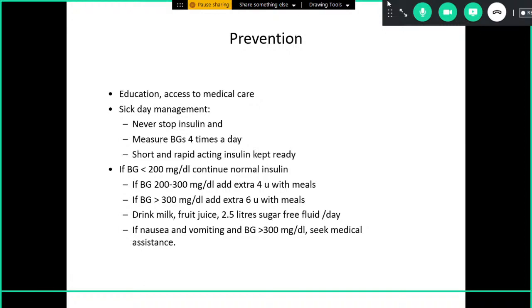Drink milk, drink fruit juice, drink sugar-free fluid so that you don't get dehydrated. But if you're nauseated, if you're vomiting, and the blood glucose is persisting over 300, please seek medical assistance before you lapse into a full-fledged frank episode of diabetic ketoacidosis.